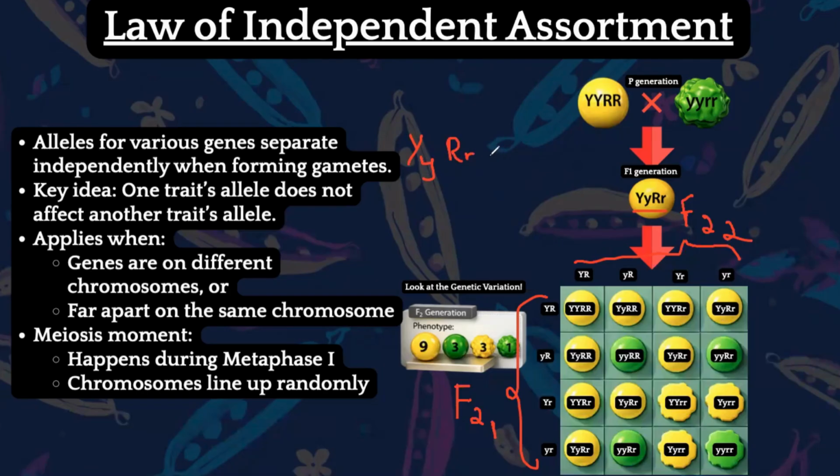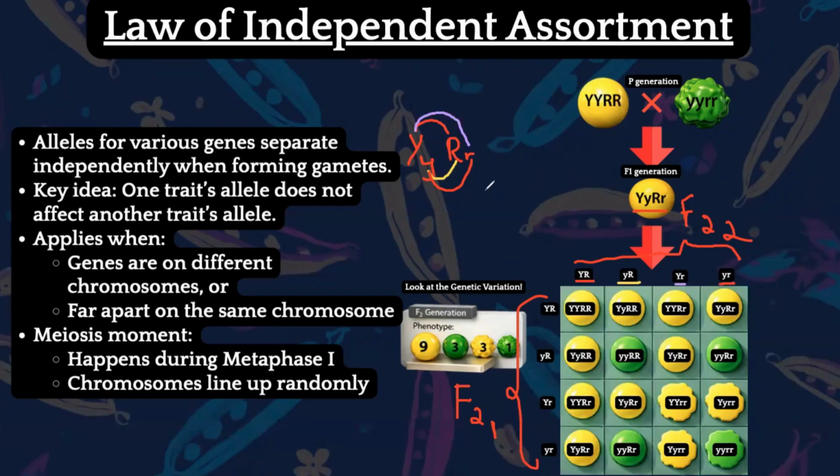The way that we do it is by the foiling mechanism. So you take the first with the first. So that's big Y, big R. That's where we get this big Y, big R. Then you take the first with the second. So that's big Y, little r. That's where we get this one there. Then I'm going to go ahead and take the second with the first, so little y, big R. And then we take the second with the second, so little y, little r.